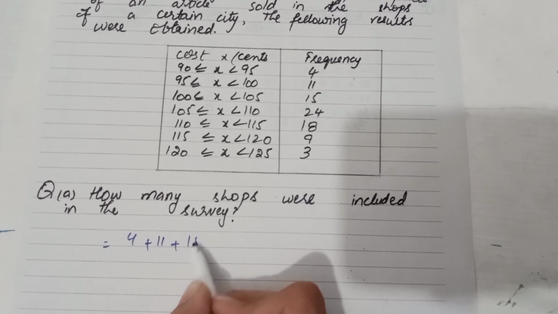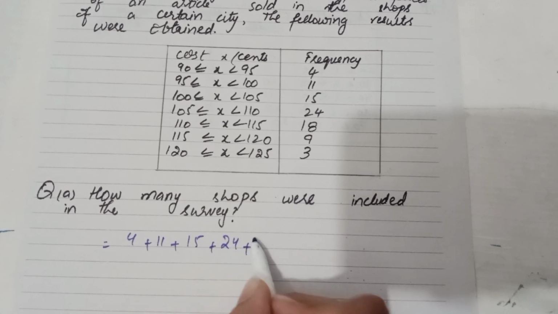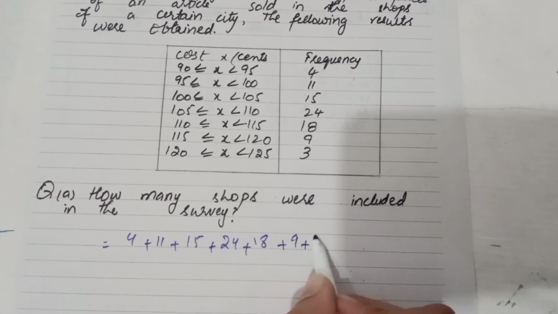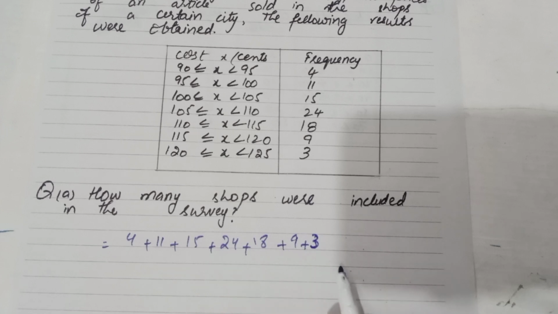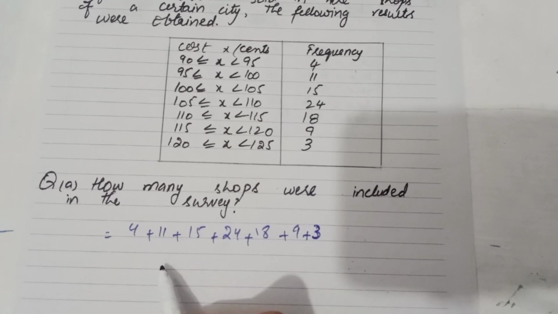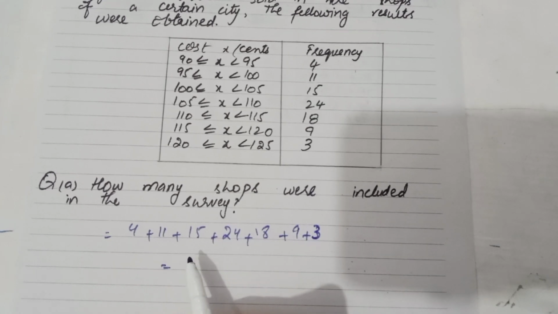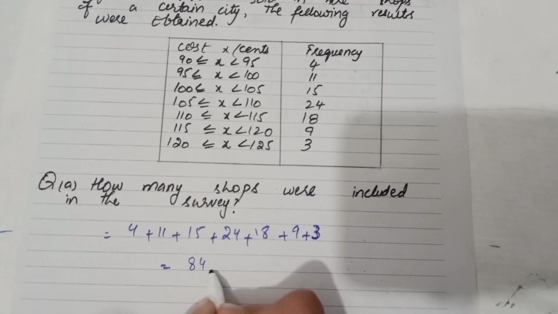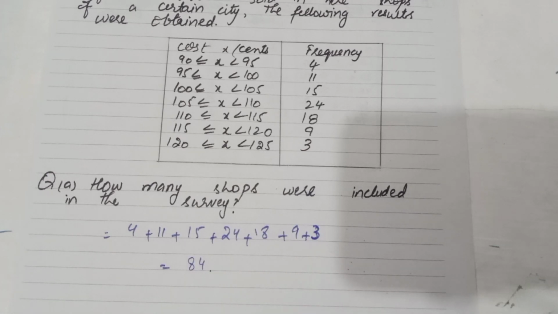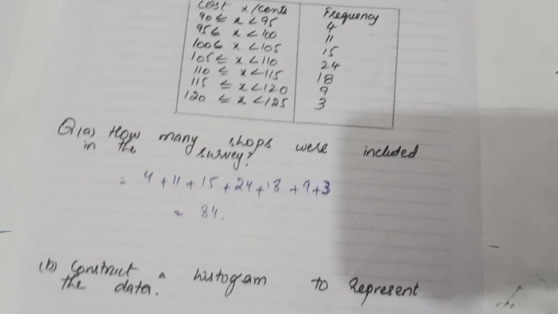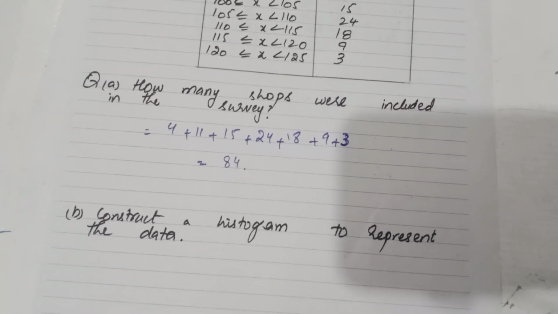4, 11, 15, 24, 18, 9 and 3. We have to add up these. When we add, we get the answer 84. Very simple. And in part D, construct a histogram to represent the data. We have to construct the histogram for this data.